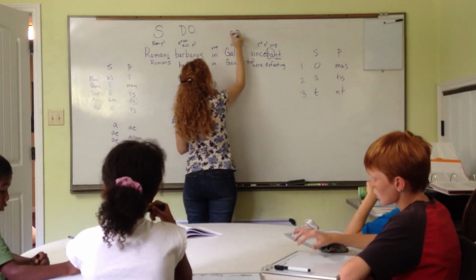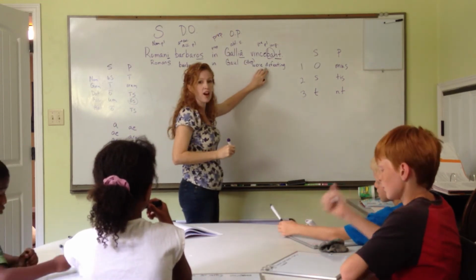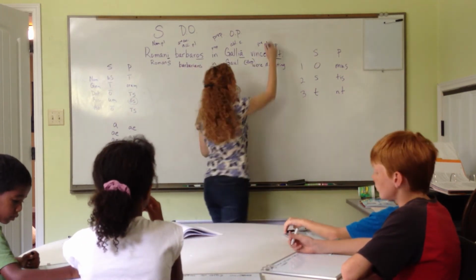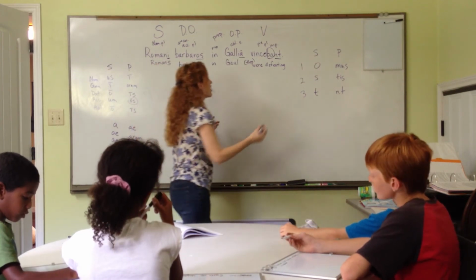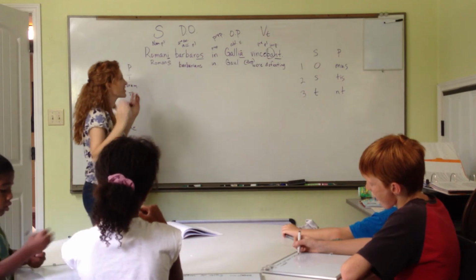So we have an object of the preposition with a preposition. And then right here, this is our what? Verb. It's our verb. Now, is our verb transitive or not? Transitive. Why do you say transitive? Because it has a direct object. Good, just like in our English grammar.